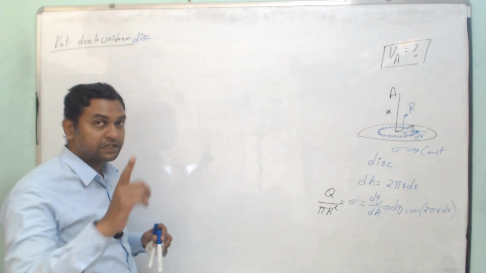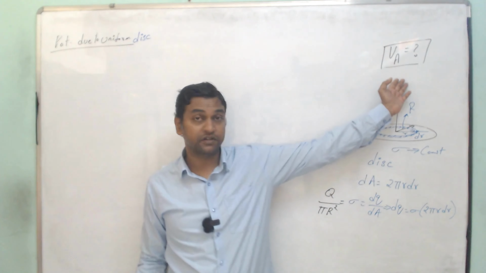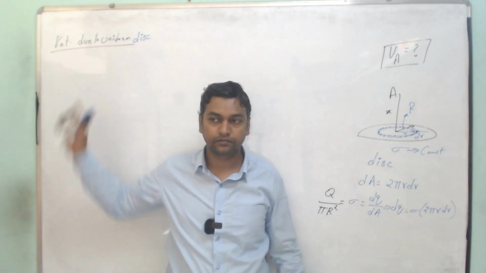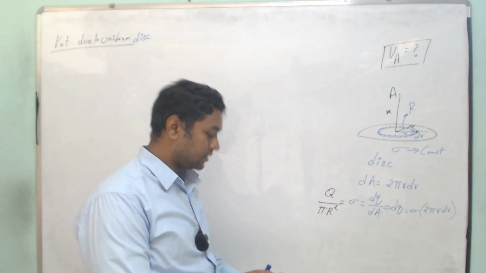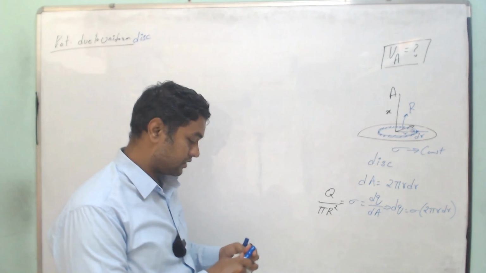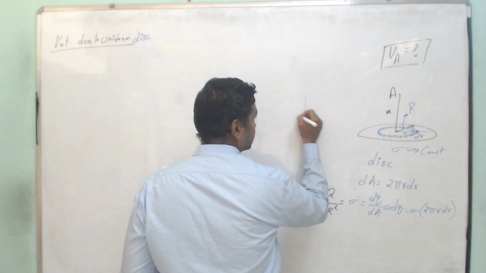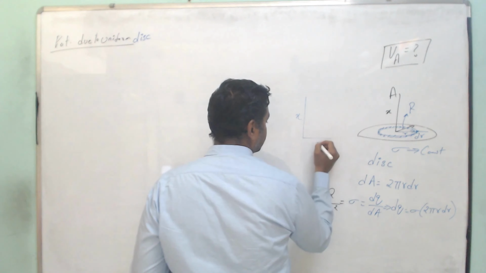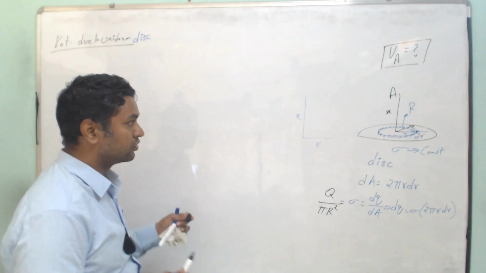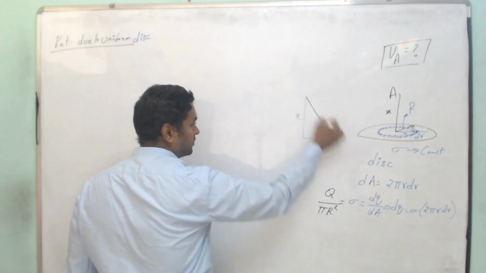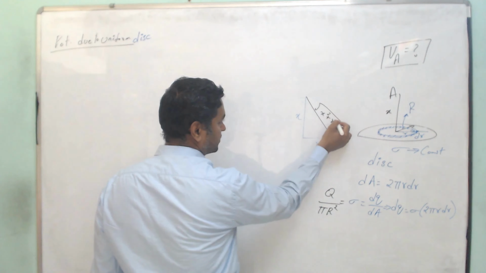The next step is, you join A to the dr element. Then we write the distance of it. So I'll draw a separate right angle triangle over here. So this vertical distance is x and this horizontal distance is small r, right? So my hypotenuse will come out to be under root of x square plus small r square.